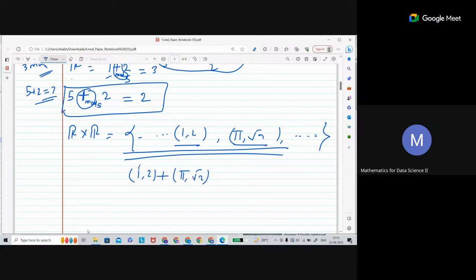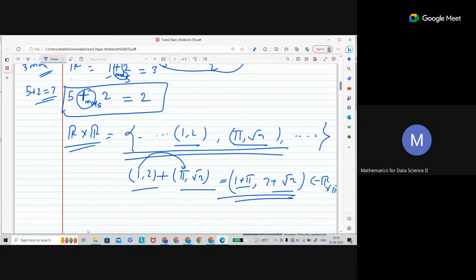Okay. I am defining addition here coordinate-wise. As you know, in R cross R, in the coordinate system, this is a kind of Cartesian product. So what I am doing is adding these two elements coordinate-wise. So it will be 1 plus 5, and for the other element you will get 2 plus 3. This is also an element of R cross R, right? Because the elements come as pairs. Is it clear? Yes.